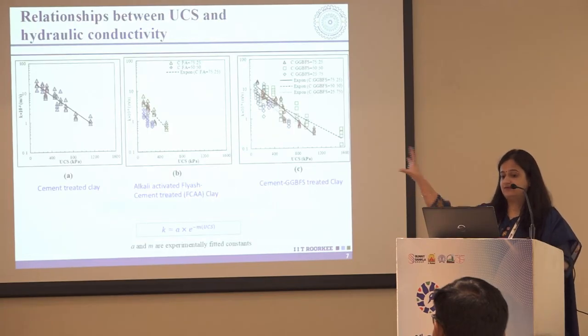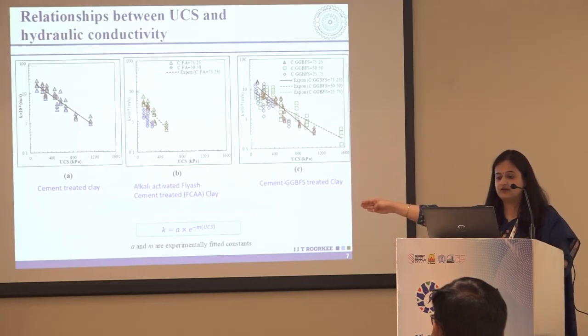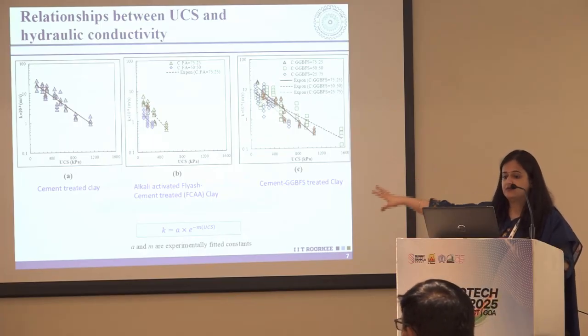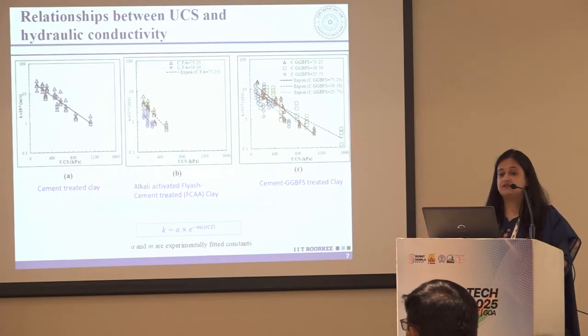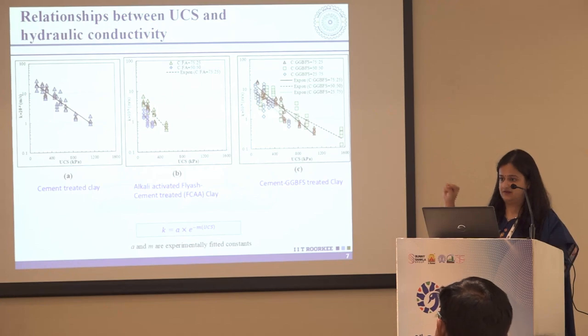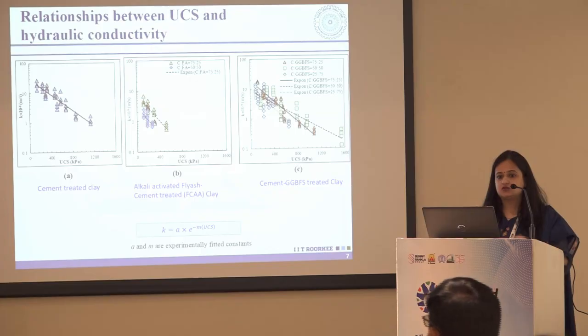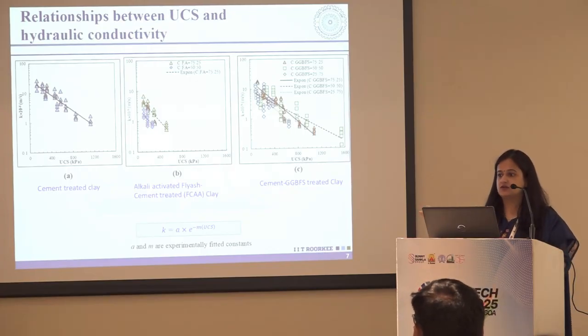So we came out with some relationships between the UCS and hydraulic conductivity for cement treated clay, for alkali activated fly ash cement treated clay, and for cement GGBFS treated clay. And we also came out with some design charts for permeability and water binder ratios, so that it is easier for practitioners to use the charts. And we are not restricting ourselves to only clays; the students are now also working on different soils so that we can have different charts which can be used by the practitioners.